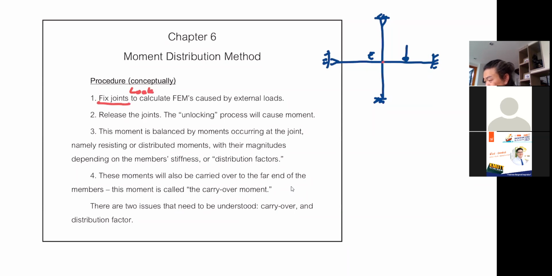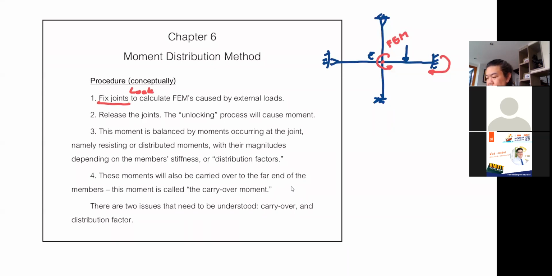If I say I lock joint E, so that means joint E doesn't have any rotation, I could easily calculate the fixed end moment, correct? Because as I said in the beginning, joint E would have moment due to the load and due to the rotation. So if I lock joint E, it doesn't have rotation. Moment at E becomes this fixed end moment. Correct?